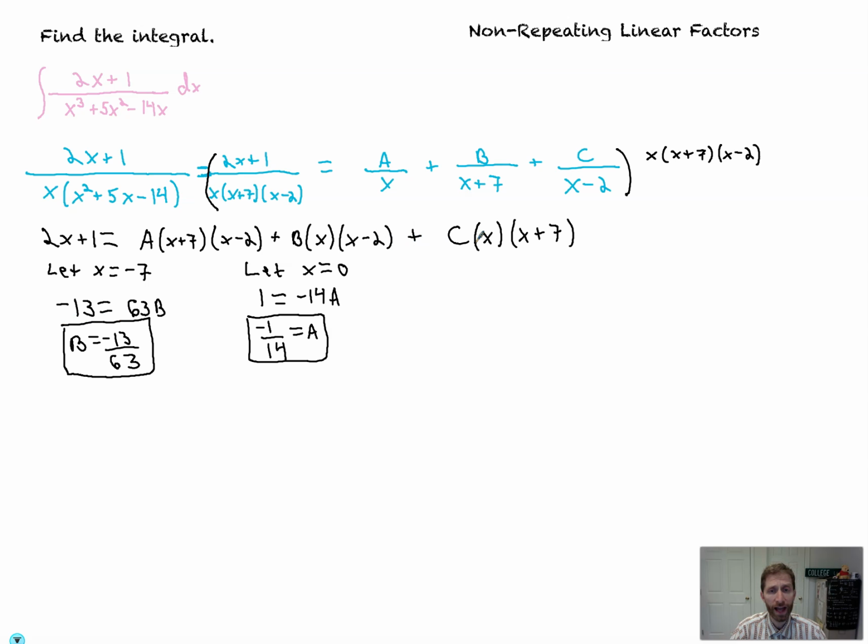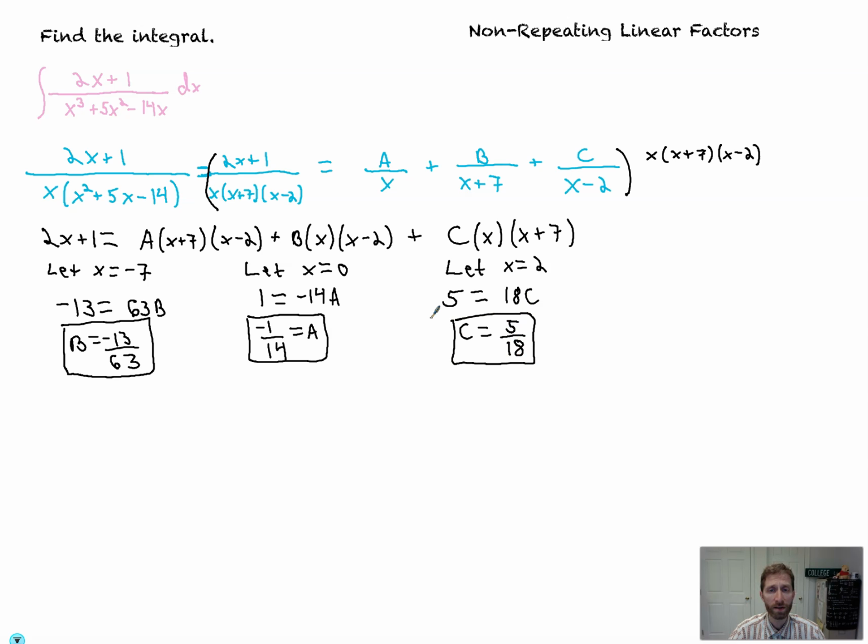Then we've got to cancel out x minus 2 because it's in those two, so we'll let x equal 2. So 2 times 2 is 4 plus 1 is 5. Nice. 2 minus 2 is 0. That cancels. Same here, cancels. 2 times 2 plus 7 is 2 times 9 is 18. So c is going to be equal to 5/18. All right, none of those fractions are good.